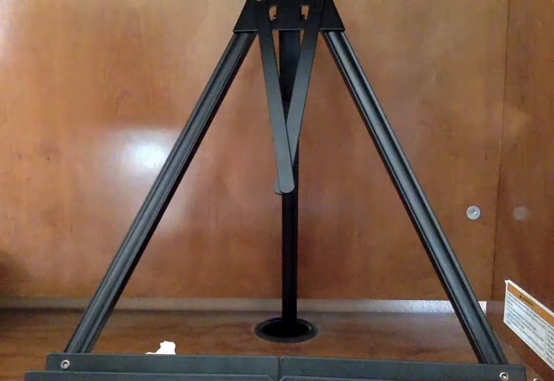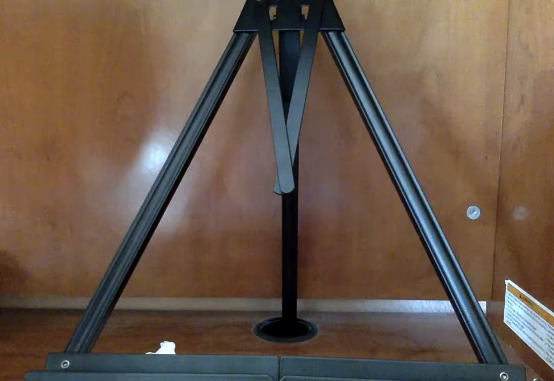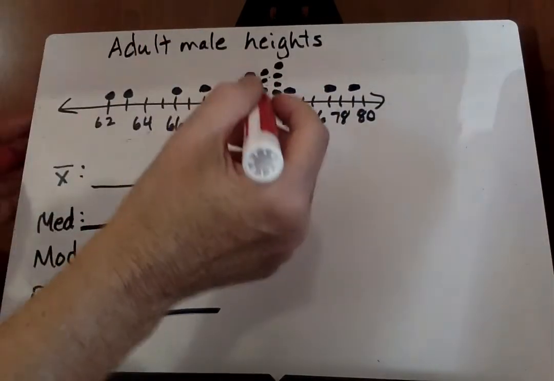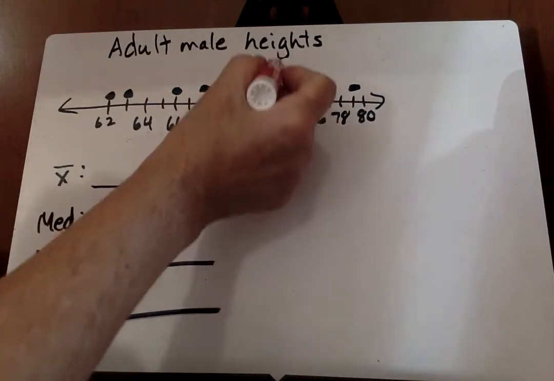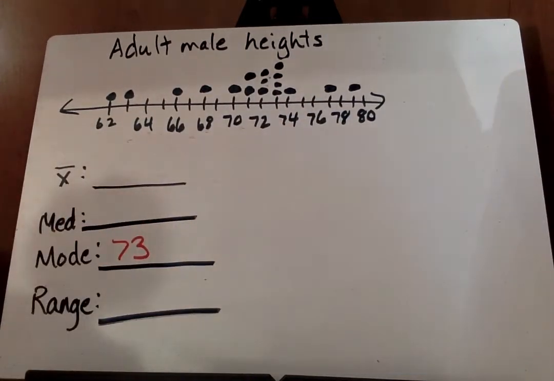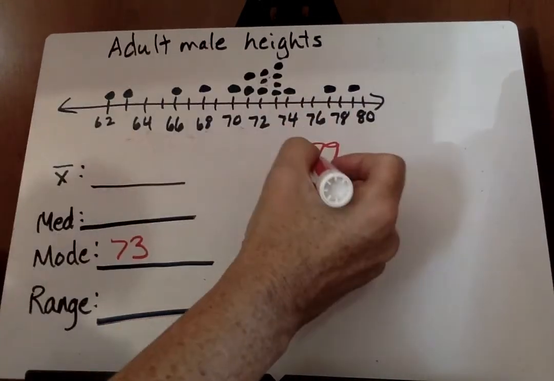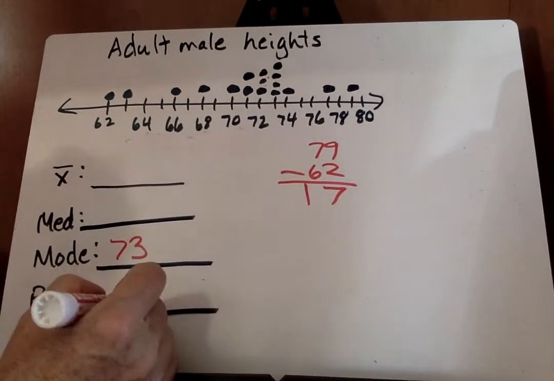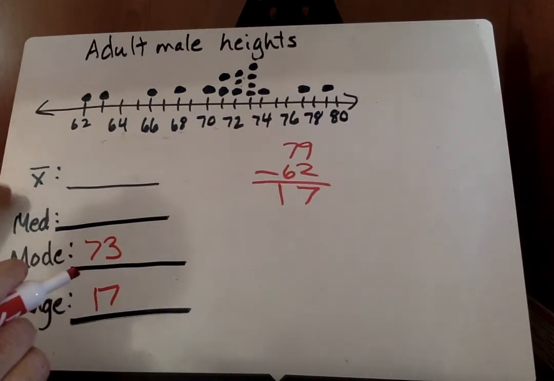We have quite a bit to cover, so I'm going to move right along to the first one, adult male heights. We're going to find the average, okay? Actually, let's do the mode first. What's the most listed number? Right here, 73, okay? The next easiest is the range. 79 there, minus our lowest, 62. So the range is 17. Okay, and I'm going to go ahead and do the average next, and then we'll do the median.